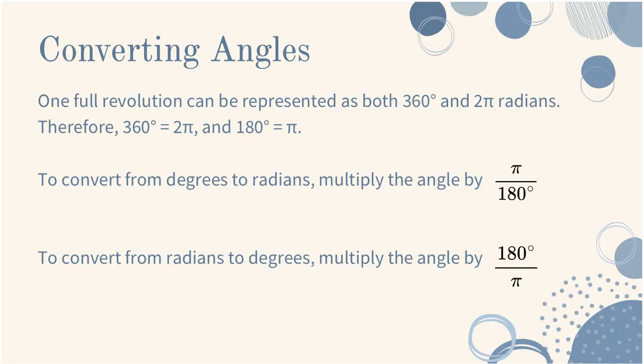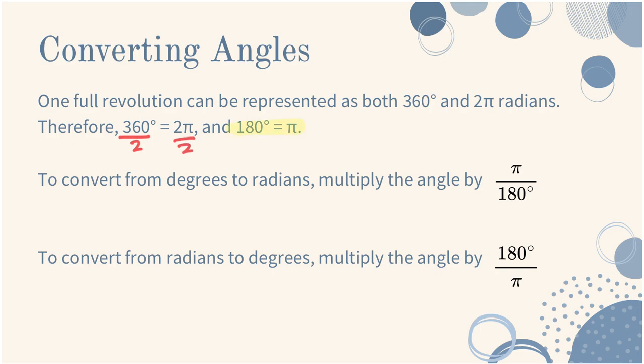All right, now we have to know how to convert. Please pay attention to this, okay? One full revolution could be represented as both 360 and 2 pi radians, which we just used. So a couple things we have to know. If 360 equals 2 pi, then 180 equals pi. All you really did was divide by 2, which would give you that.